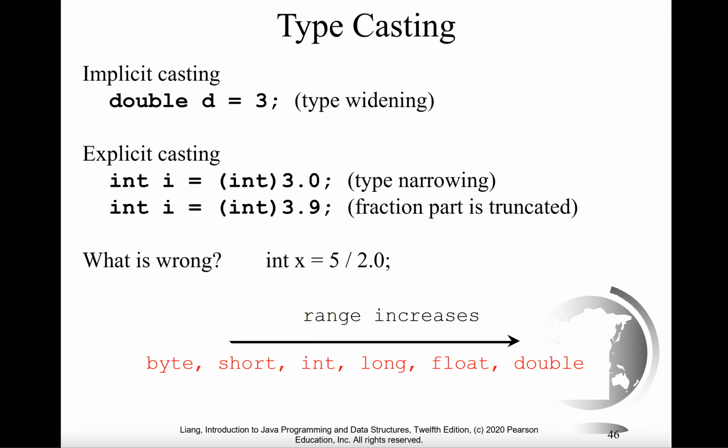You can always assign a value to a numeric variable whose type supports a larger range of values. Therefore, you can assign integer 3 into a double variable d.